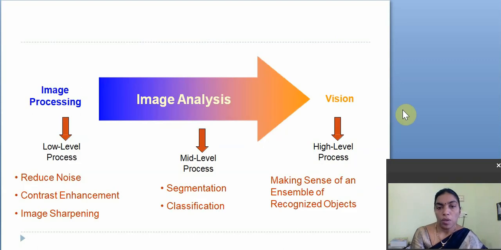Now coming to this one, this is nothing but the low level process, and this is said to be image processing. The mid level process is nothing but image analysis, and the high level process is nothing but vision. So based on these processing methods, we should call the procedures like this: one is image processing, another is image analysis, and another is vision.